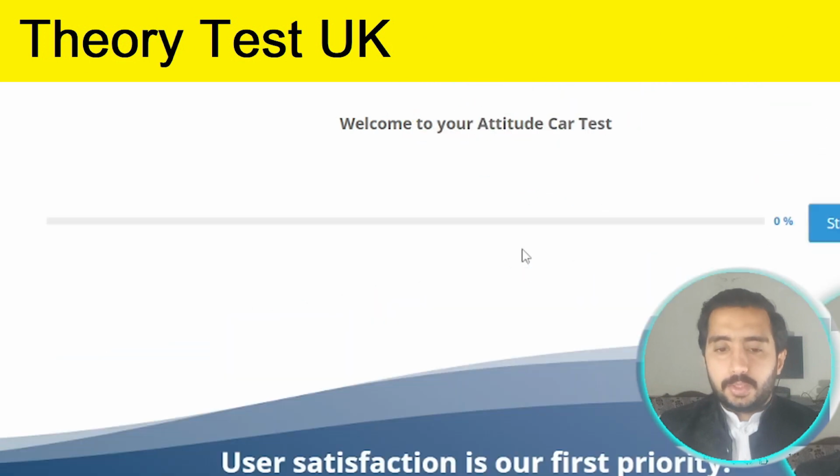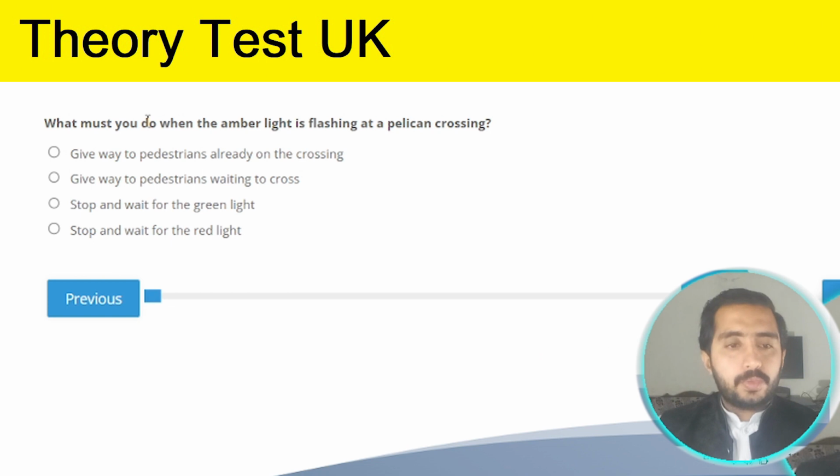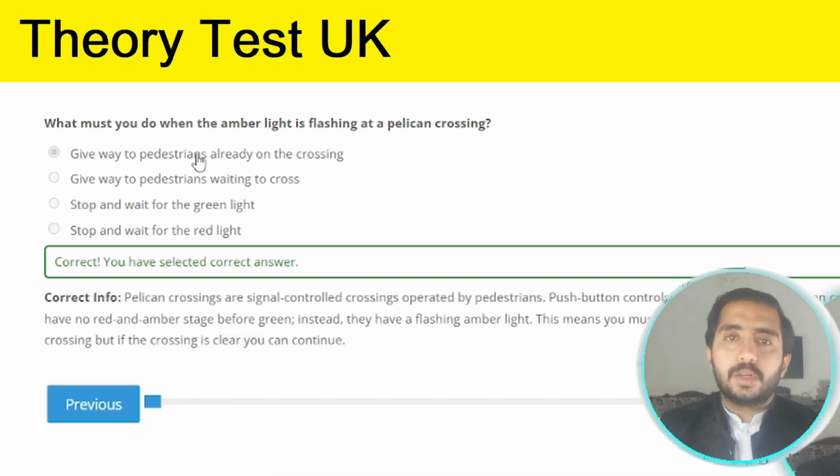So let's start this quiz. Our first question of this attitude car theory test is: what must you do when the amber light is flashing at a pelican crossing? The correct option is give way to pedestrians already on the crossing. Pedestrians are the ones we need to give priority to in any case. So option A is the correct option.